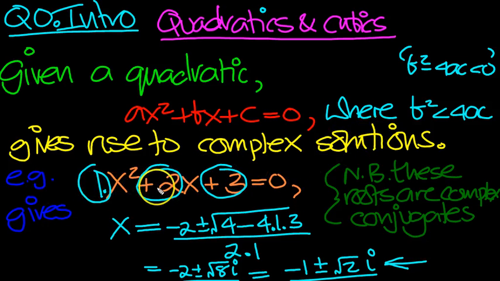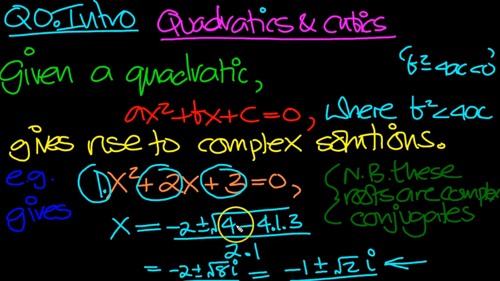So here's an example I've just written out here. You've got x squared plus 2x plus 3. Minus b plus or minus the square root of b squared, which is 4, minus 4 times a times c, which is 3, all over 2 lots of a. So we end up with this solution here.